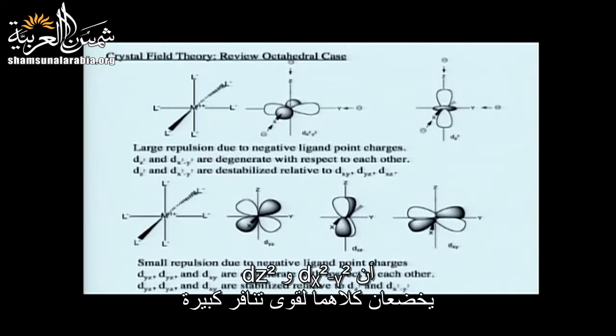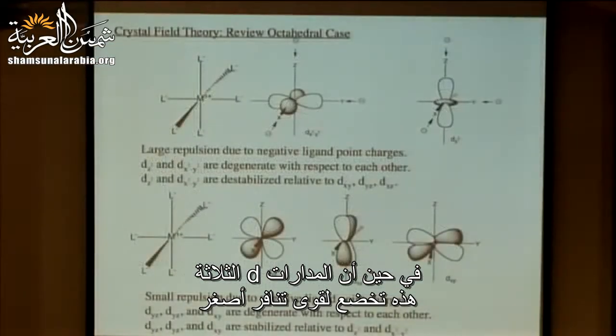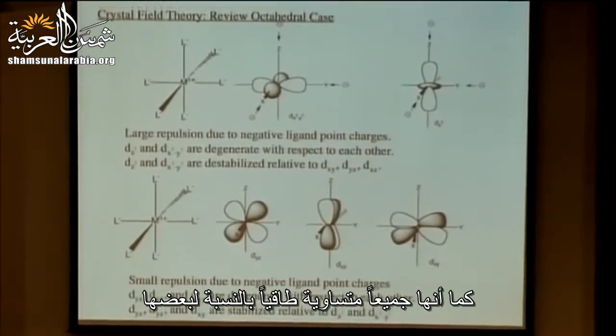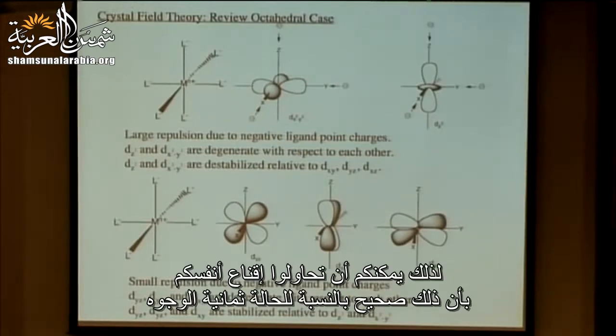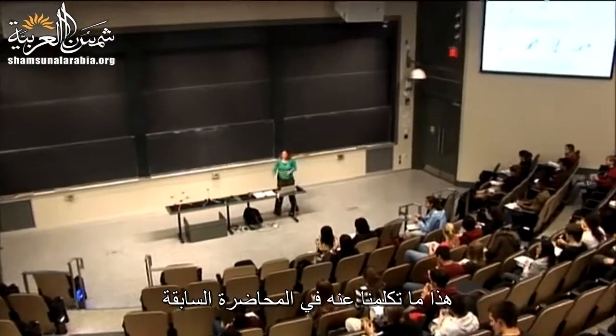And we talked about the fact that for dx squared minus y squared and dz squared, they both experienced large repulsions. They're both degenerate in energy. They go up in energy. Whereas these three d orbitals have smaller repulsion, and they're also degenerate with respect to each other. And they're stabilized compared to these guys up here. So you can try to hold those up and convince yourself that that's true for the octahedral case. So that's what we talked about last time.